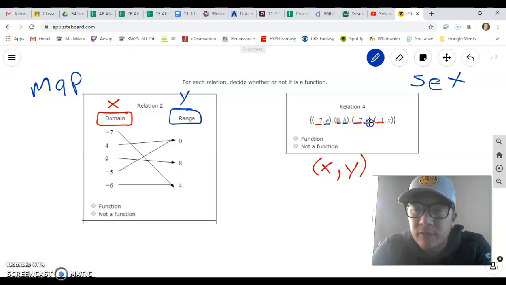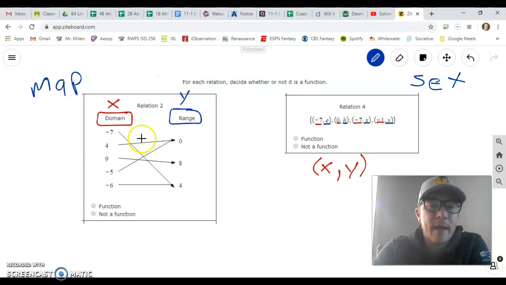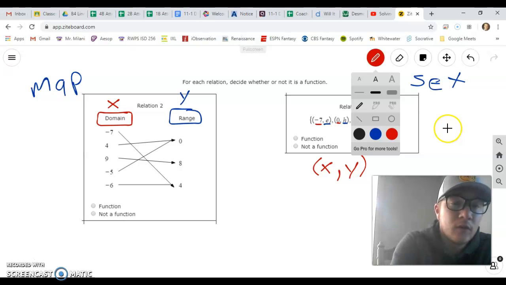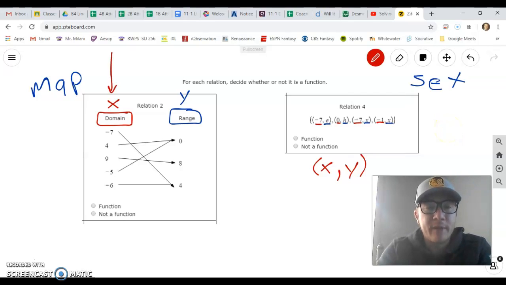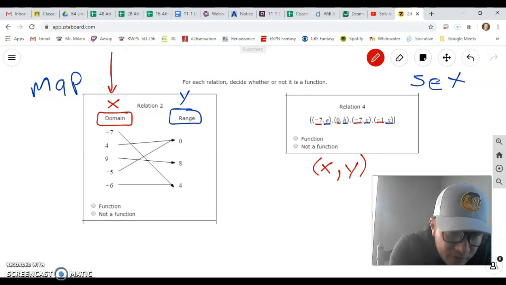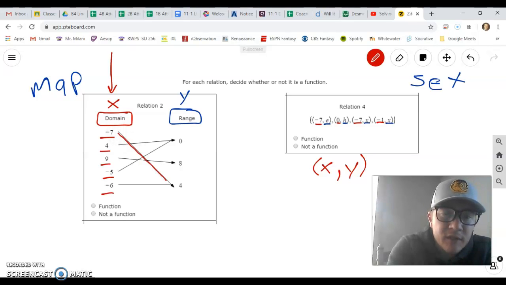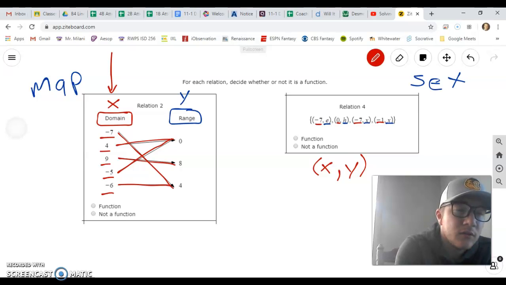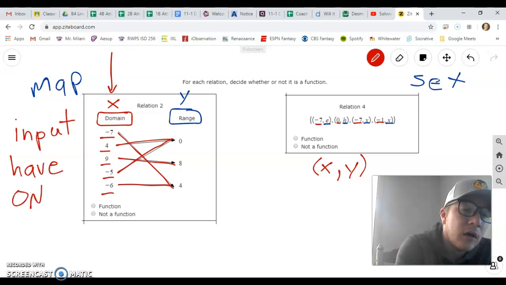So what we're looking at, is it a function or is it not a function? Well, the map is pretty easy. You really are only focusing on the domain for a mapping diagram. If any of these x values have more than one arrow coming out of it, it is not a function. Basically what this is saying is every input, every domain value can only have one output.